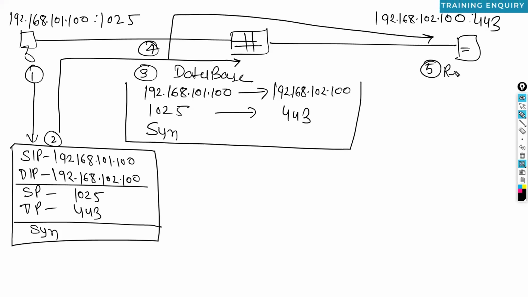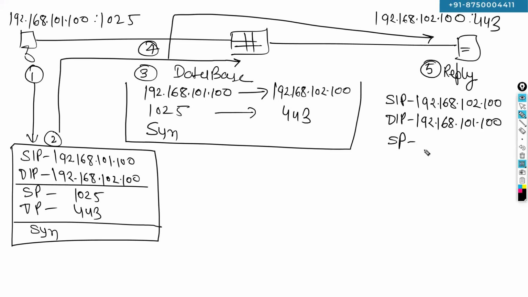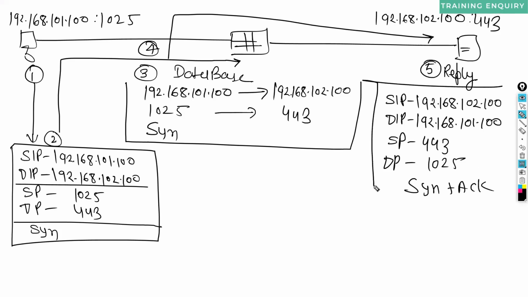Now, the server will create a reply packet. That reply packet contains source IP address 192.168.102.100, destination IP 192.168.101.100, source port 443, destination port 1025. And in response to SYN, the server will send a SYN plus acknowledgement message.